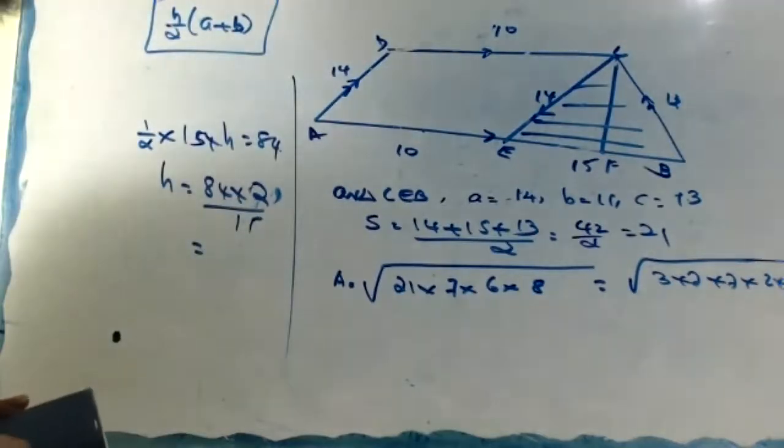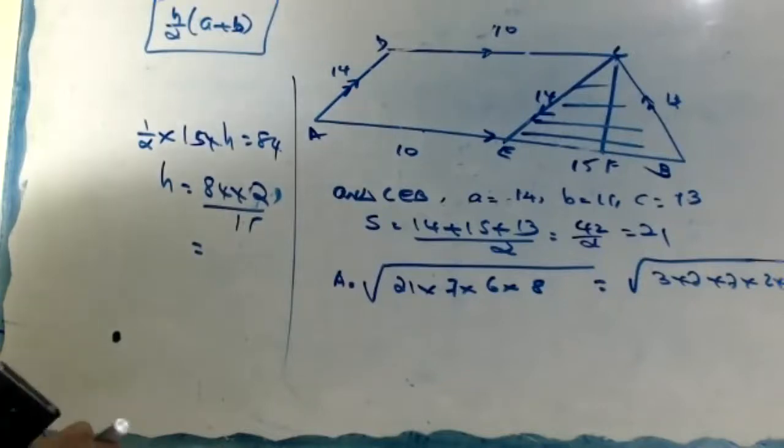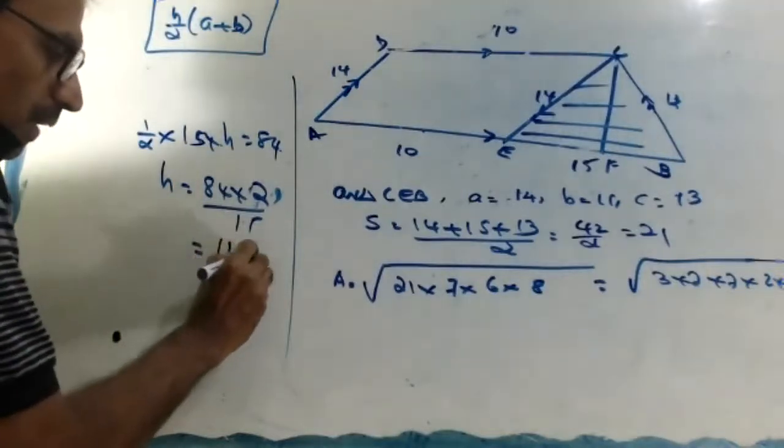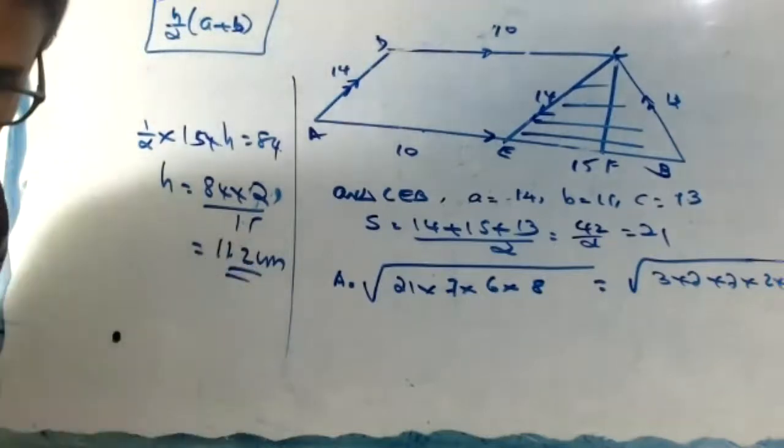I'll check now. 84 into 2 divided by 15 is 11.2 centimeter. Okay, right up to here.